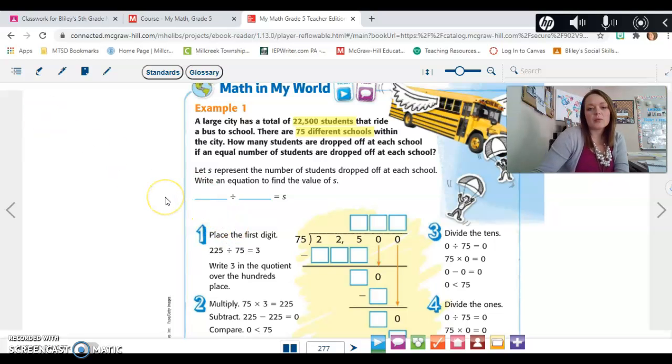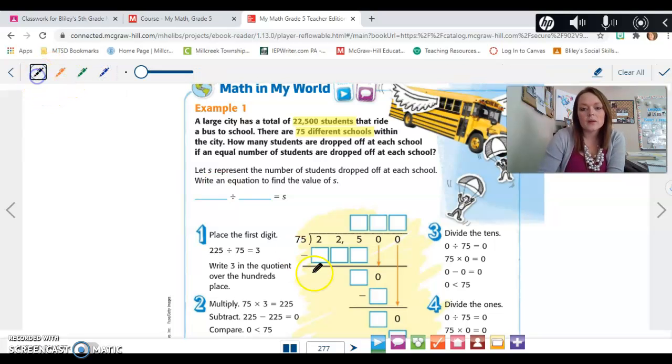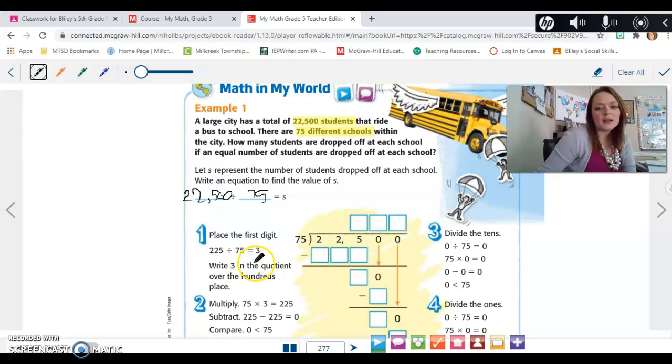So what are we going to do? It says let S represent the number of students dropped off at each school. We do not know that yet, so what we do know is the two numbers that we're going to be dividing. So we have 22,500 divided by 75 different schools. Okay, they so nicely and so kindly put this in place for us already.